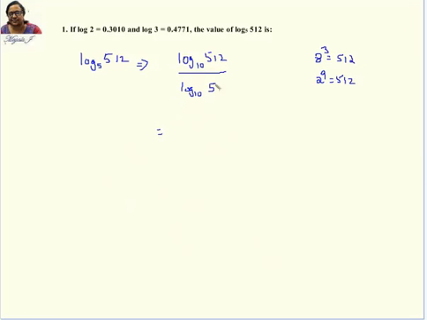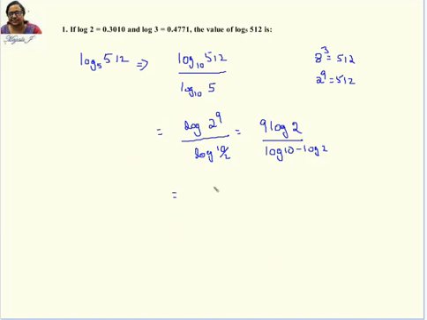And then this is how much? Log 2 power 9 divided by log 5. And log 5 also I can write as log of 10 by 2, because some known value we need. Then next we should do, bring this 9 outside. So this will be 9 log 2 whole divided by log 10 minus log 2.